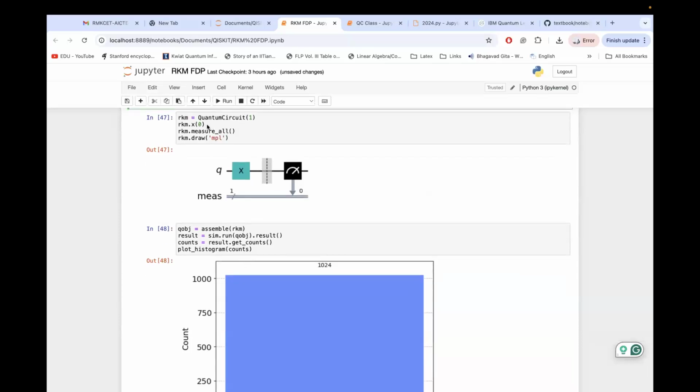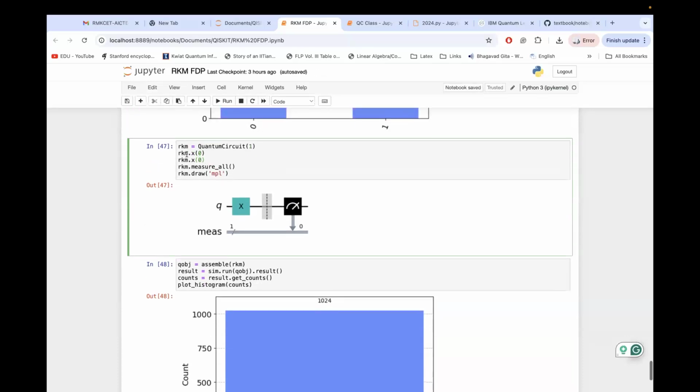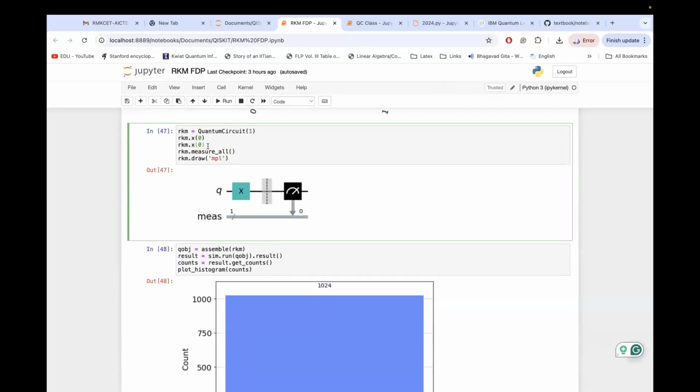So what we can do is apply another X gate. RKM is the circuit name. I'm going to apply another X operator. So what we can expect here: you have a circuit in the name RKM with only 1 qubit, and first I applied the X operator to the 0th qubit. Because of that, the state is changed from ket 0 to 1. Now again I'm applying the X operator. When I apply the X operator here, what is going to happen? The 1 state is again going to change to 0.